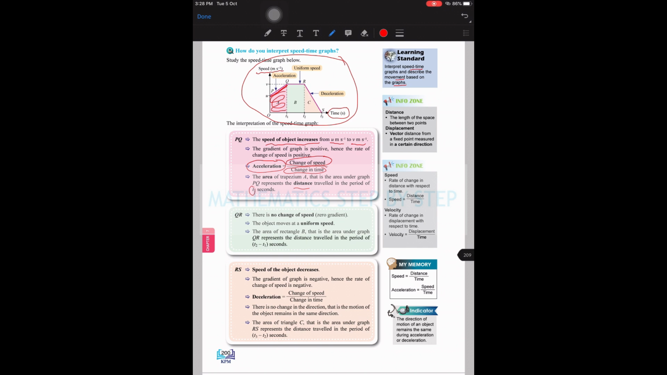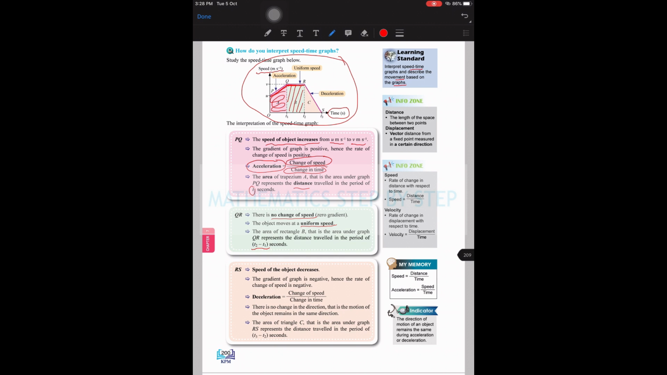Then QR, here is zero gradient, but in this case it doesn't mean stationary, because this is a speed-time graph. Now it means that the object is moving with uniform speed, no change of speed. So the area under the graph will be a rectangle, so it represents the distance traveled in the period of t2 minus t1 seconds.